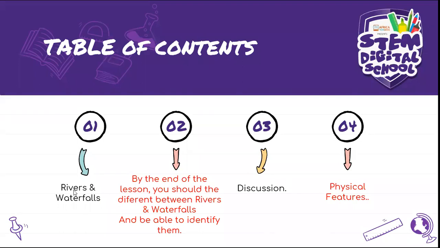So today we'll be learning about rivers and waterfall. By the end of this lesson, you should be able to know the difference between rivers and waterfall, and you should be able to identify them. Okay, it will be a discussion lesson, obviously, where we are learning about physical features. Right, let's move.